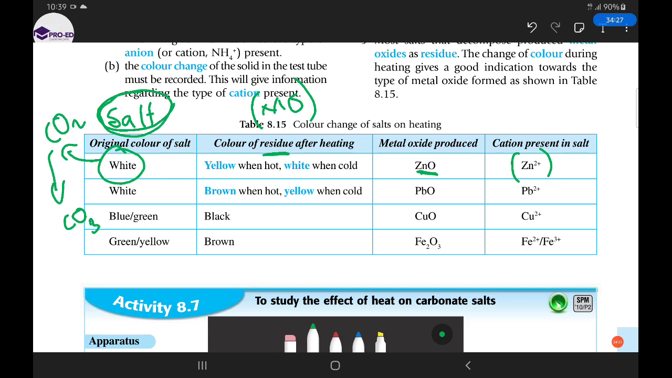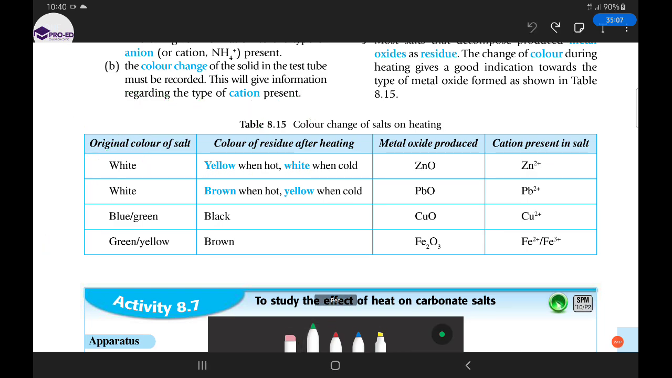And from the residue left after heating, it was yellow when hot, white when cold. So the metal oxide was zinc oxide, and if it's zinc oxide, the cation is Zn2+. Automatically I can deduce this is zinc carbonate. So a gas produced tells you the anion, except if it's ammonia gas, then it tells you the cation, which is ammonium. And the color of the metal oxide shows you the cation present. Just an example of how we can use this knowledge.